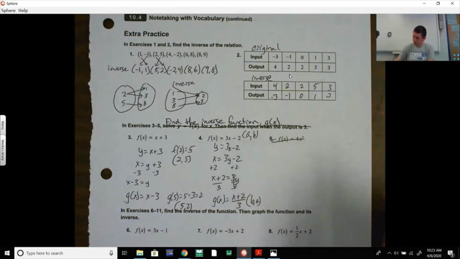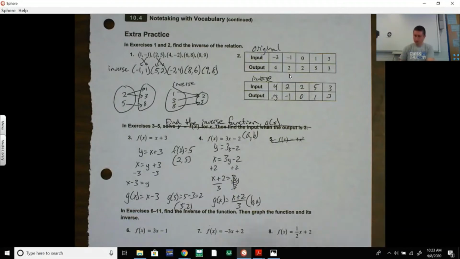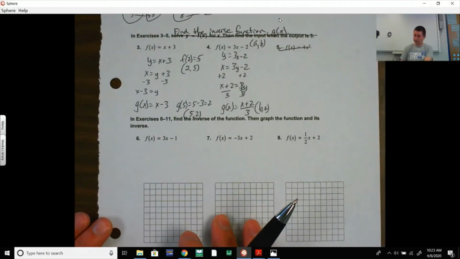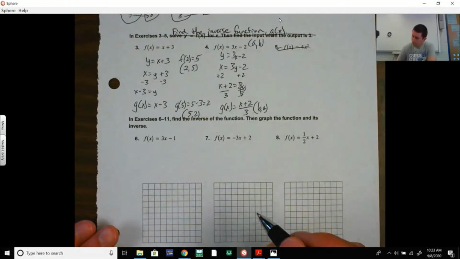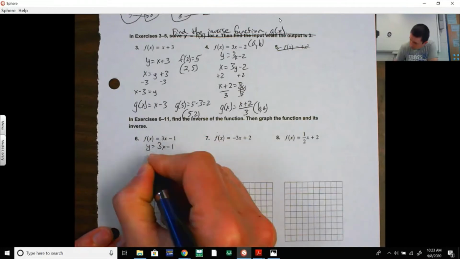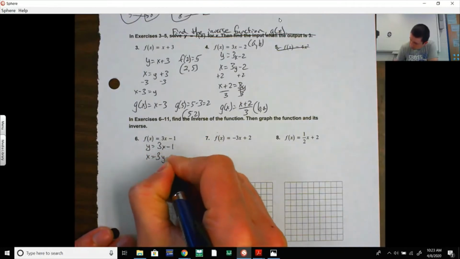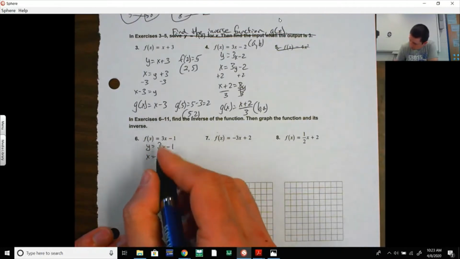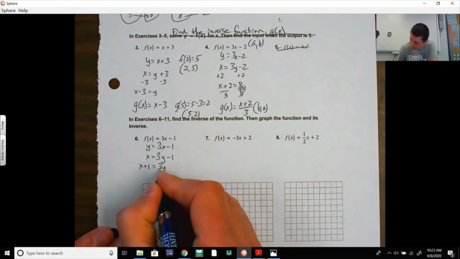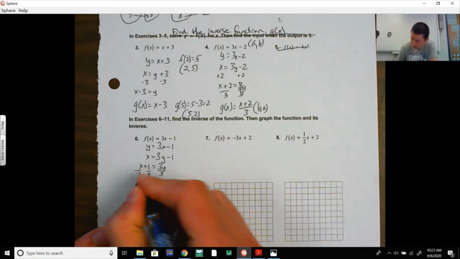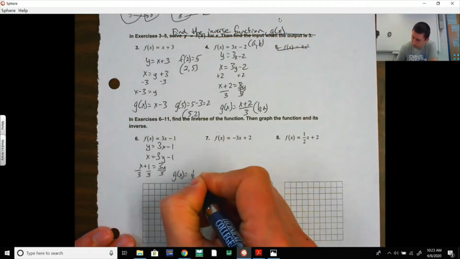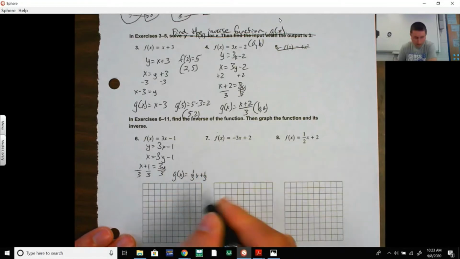Okay, you won't see any quadratics. We won't mess with that. Okay, so find the inverse of the function, then graph the function and its inverse. So we're going to graph both of them. So y equals 3x minus 1. X equals 3y minus 1. So add the 1 over. X plus 1 equals 3y, and we're going to divide everything by 3. When we're graphing, it's easier to divide each part by 3. So I get g of x equals 1/3 x plus 1/3. There's my inverse function.